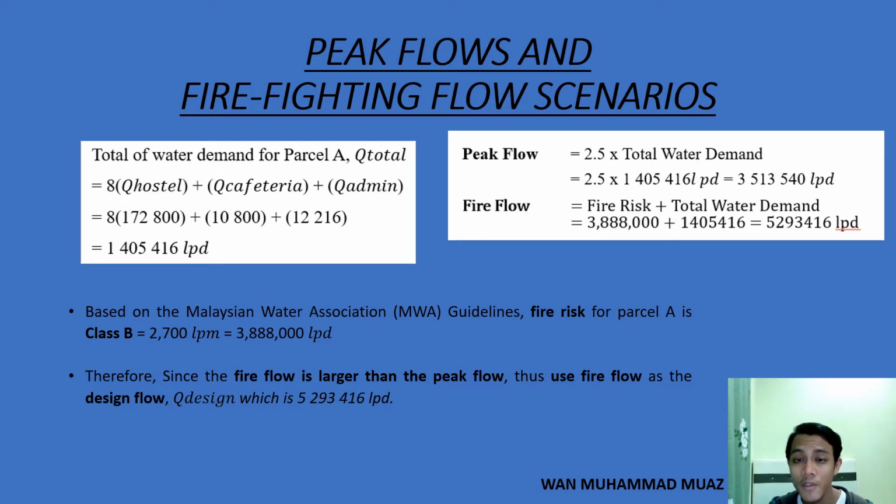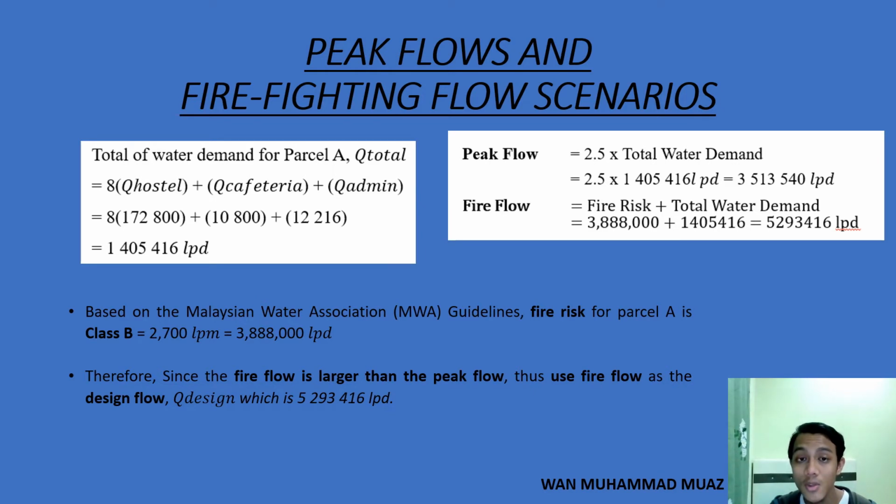Now for the peak flow and firefighting flow scenarios, we have the Q total for parcel A, which is 1,405,416 liters per day. For peak flow, we have to multiply by 2.5, so we will get 3,513,440 liters per day. For fire flow, we have the fire risk plus the water demand, which is 3,888,000, which we get from Class B of the NWA guidelines, equivalent to 2,700 liters per minute.